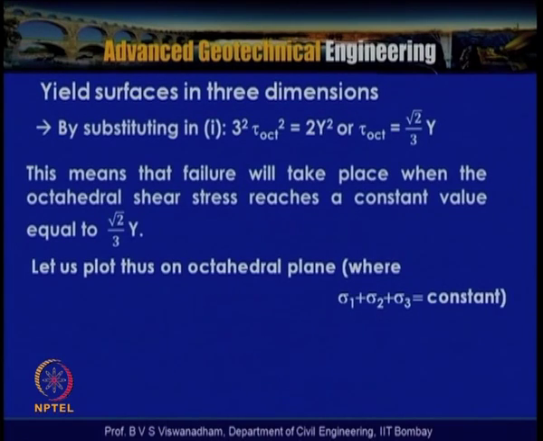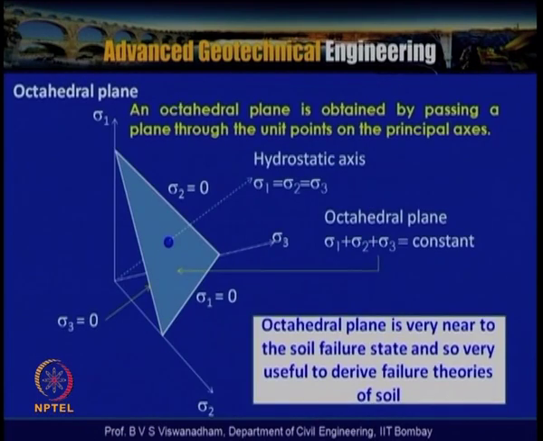So let us plot this on the octahedral plane, where sigma 1 plus sigma 2 plus sigma 3 is equal to constant. So this is the octahedral plane, which is actually shown. The octahedral plane is obtained by passing a plane through the unit points on the principal axis.